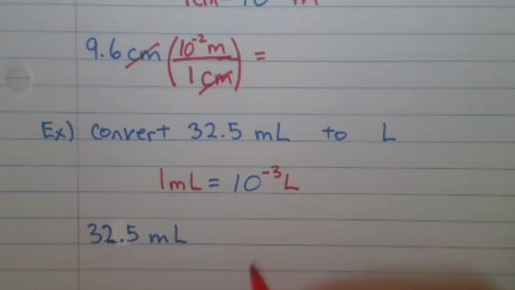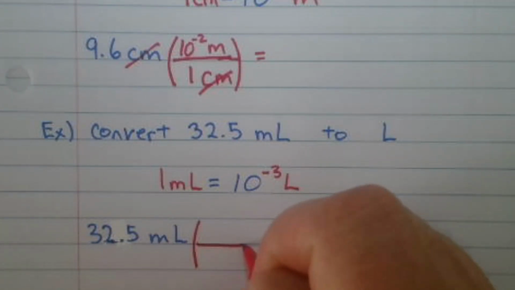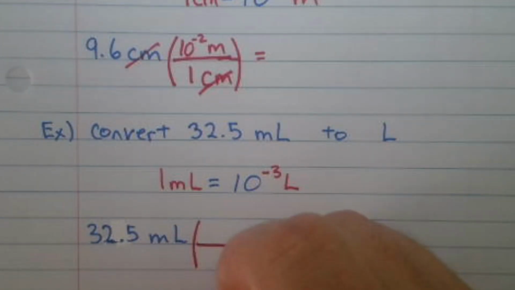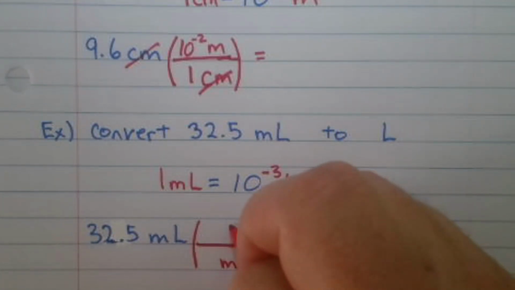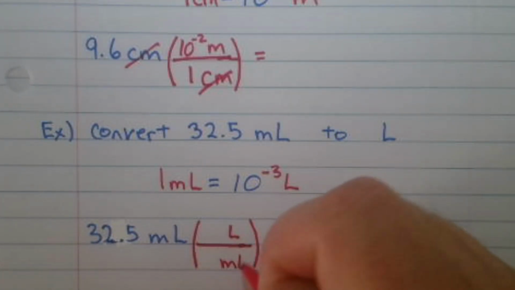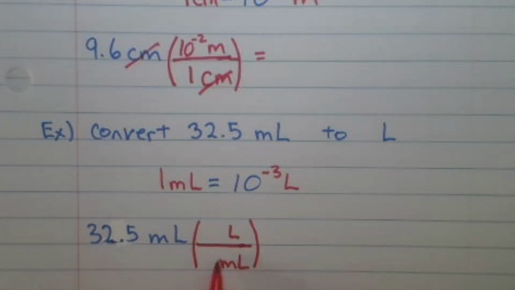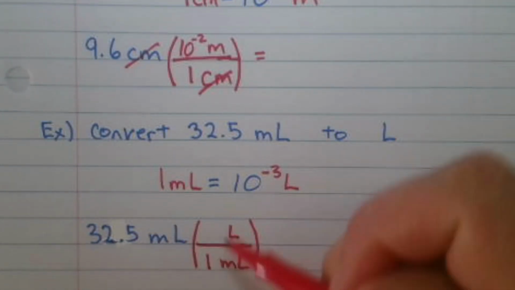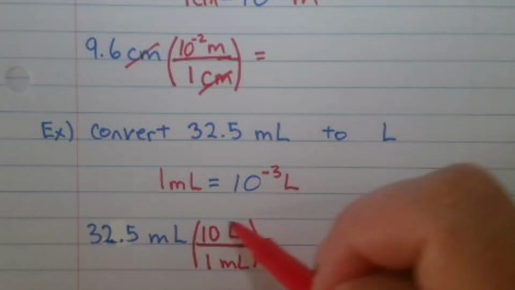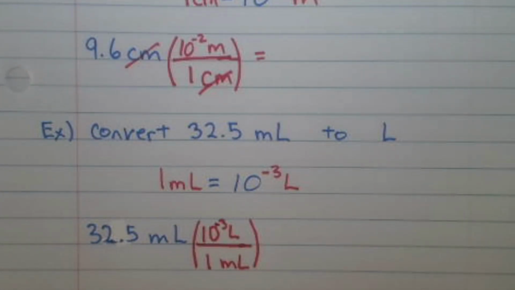Dimensional analysis: write what's given. Use conversion factors. Since we have milliliters on top, we want milliliters on bottom. We're converting from milliliters to liters. Whatever you're converting from goes on bottom. Whatever you're converting to goes on top. It's 1 milliliter, 10 to the negative third liters. Cancel your units. We could calculate if we wanted to, but we will not right now. We're just trying to practice setting these up. And so the only unit that we have left is liters.